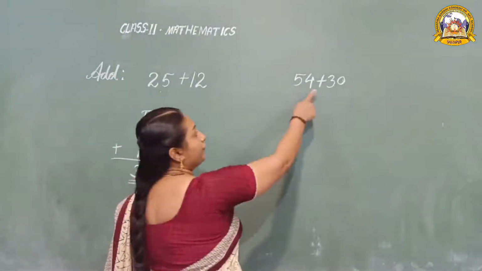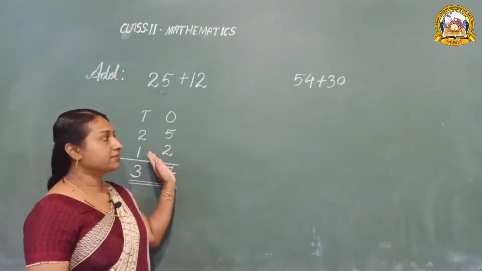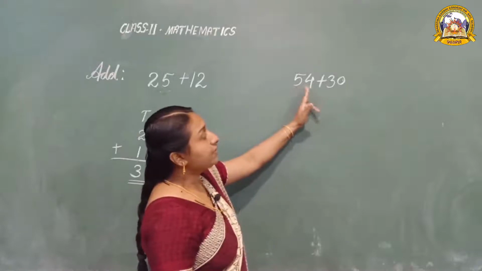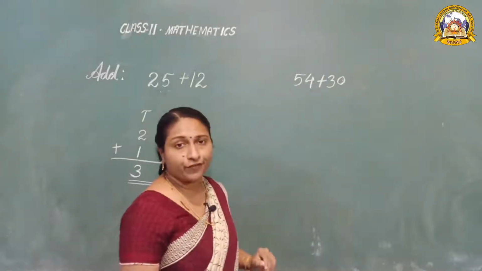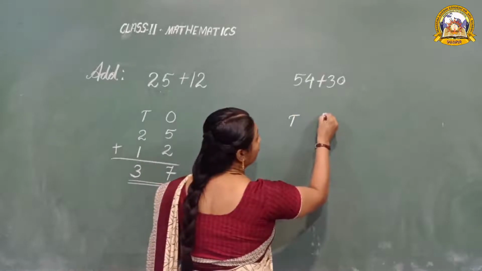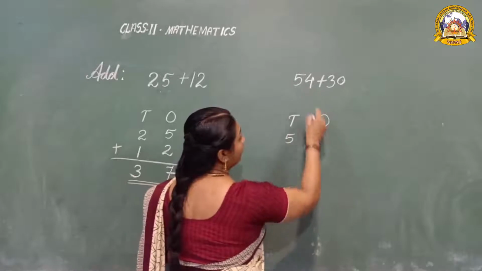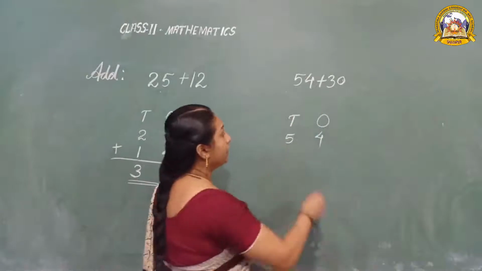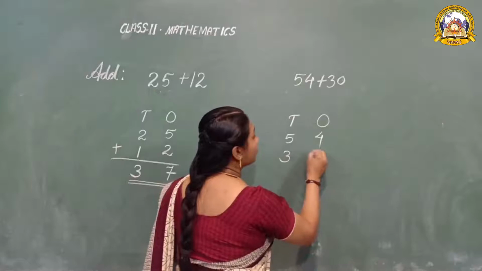Here 54 and 30. It is also like this. Then 5 tens, 4 ones make 54. Then let us make 2 columns. 5 tens, 4 ones. And in this number 30, there are 3 tens and 0 ones.